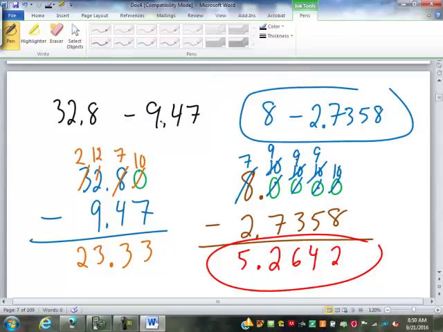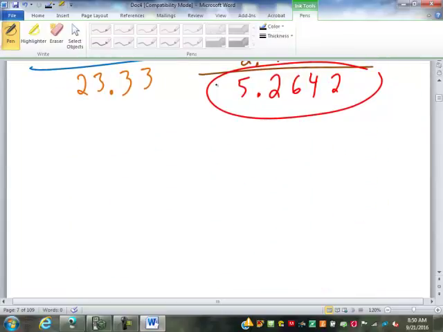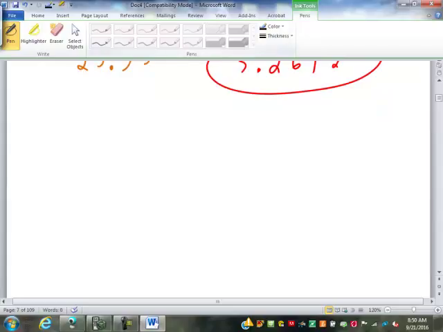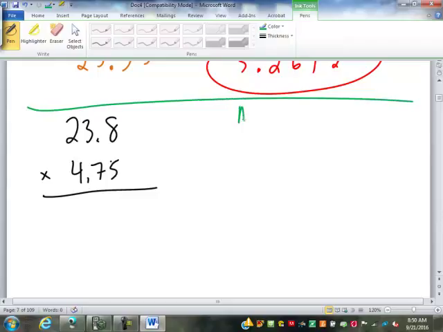Multiplication is slightly different. So 23.8 times 4.75. When we multiply, do I have to line up the decimal points? No, I don't. Because when I multiply, remember, multiplication and division, number one, we don't need the same name. So that means we don't worry about lining up the decimal points.